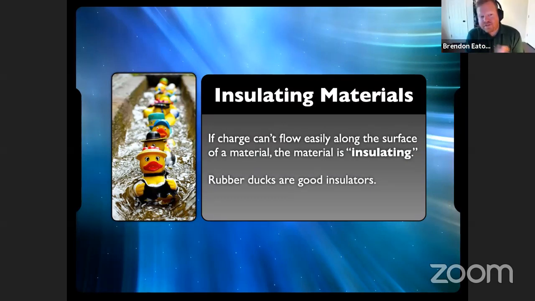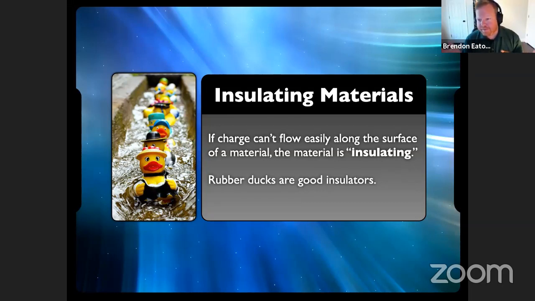So the complete opposite of conductors is an insulator. And in insulators, charge can't flow easily along the surface of that particular material. And as you see in the picture, rubber duckies are good insulators because they're made out of rubber. Other good insulators are glass. Glass is a good electrical insulator. It's actually what's used as a spacing material between power lines and wooden posts on the telephone poles that you see outside of your house.